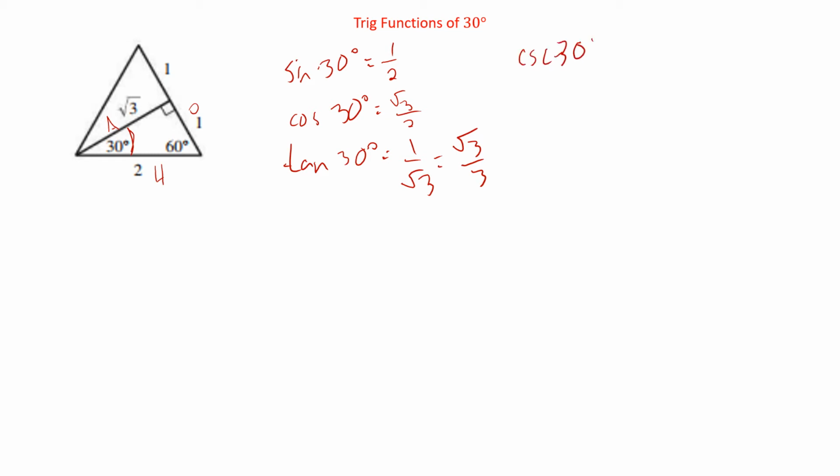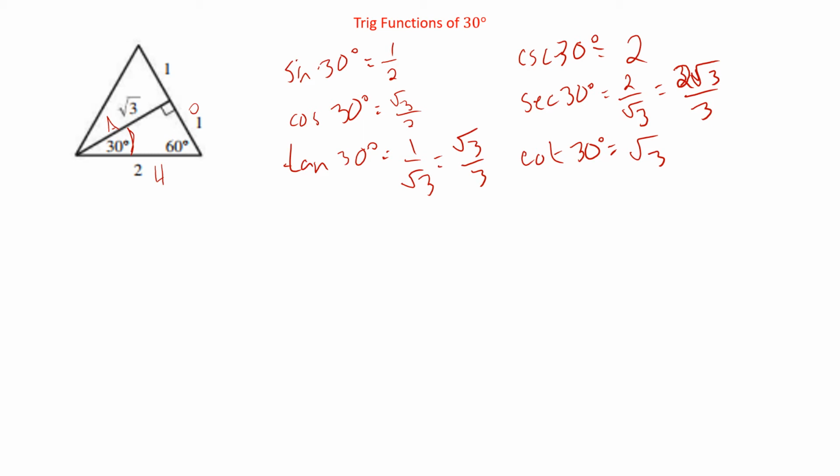Cosecant of 30, we have the inverse of sine, the reciprocal of sine, so instead of 1 over 2, it's 2 over 1. The secant of 30, instead of root 3 over 2, it's 2 over root 3, which you could multiply by root 3 over root 3 to get 2 root 3 over 3. And the cotangent of 30, instead of 1 over root 3, it's root 3 over 1, and that's what we get. So that's of 30 degrees.